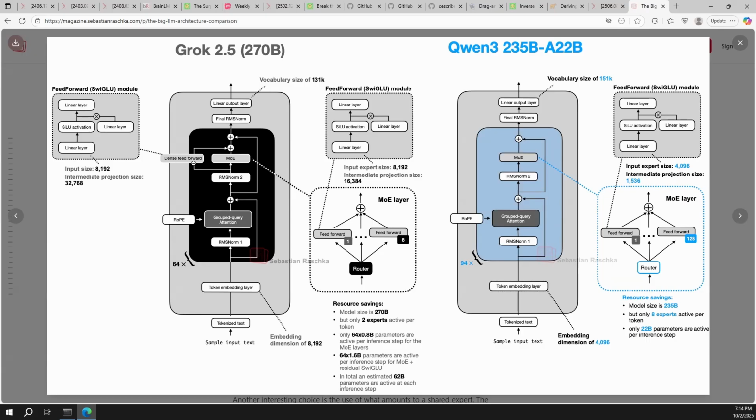Okay. At every layer. As far as I can tell, it's every layer, yeah.